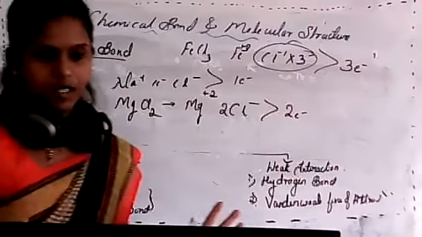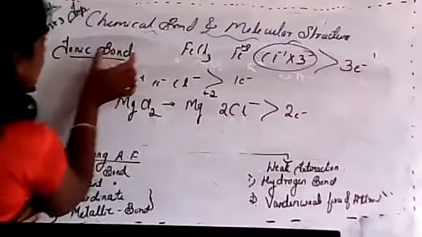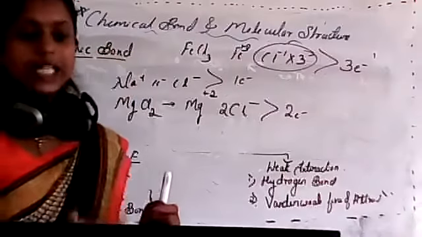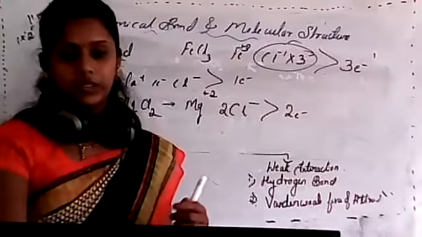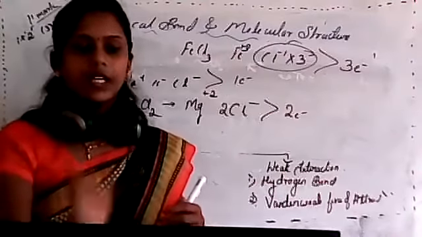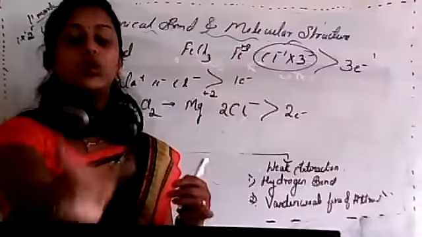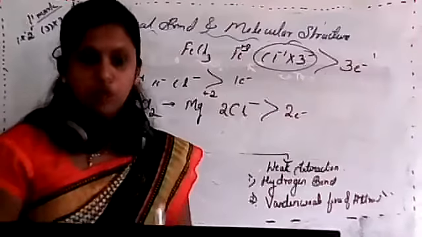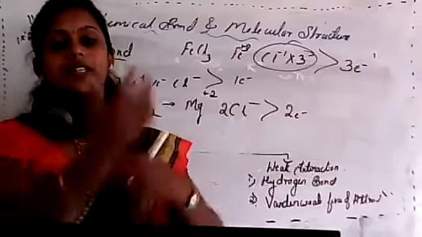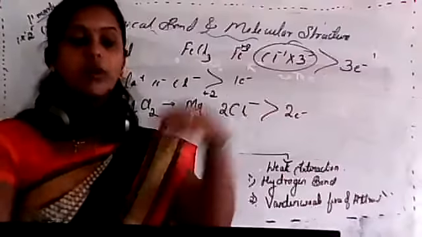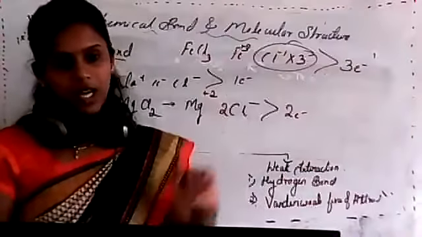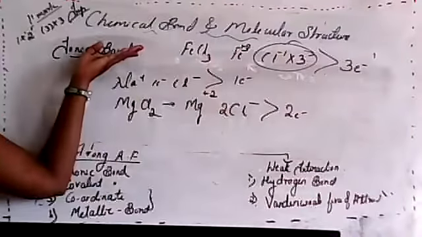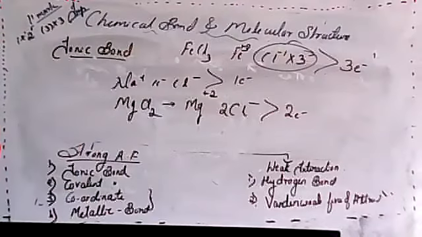Don't write in this manner. What is a bond, student? What do you mean by bond? It is an attraction force. You have to mention this. It is an attraction force between two or more atoms, which is formed by the transfer of electron from one atom to another atom, and is known as ionic bond or electrovalent bond.